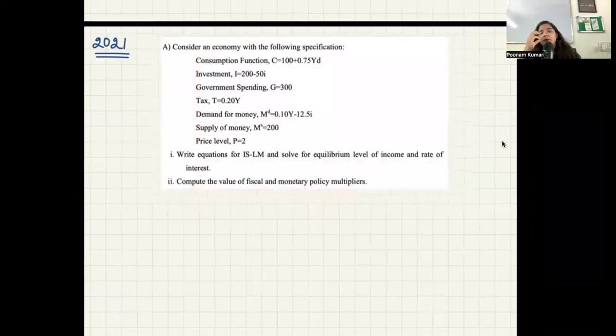So when you make changes in your fiscal policy, majorly if you increase government spending, when that happens, what is the amount by which your income changes? That is your fiscal policy multiplier, and monetary policy multiplier is when your real money supply is changing, then what happens? Or you can say just the M, when that is changing, then what happens? Okay, so you have to figure that out.